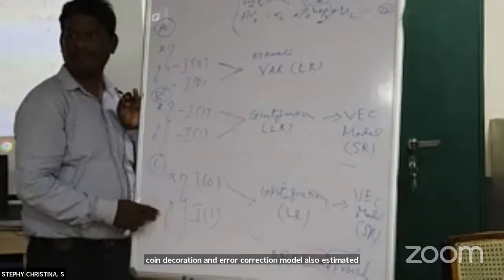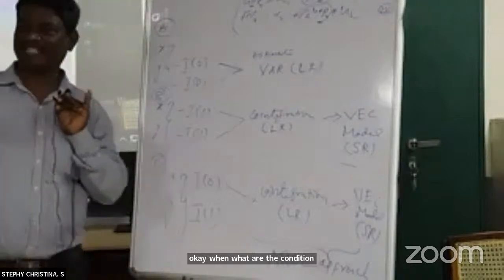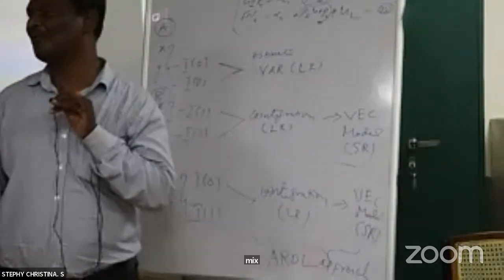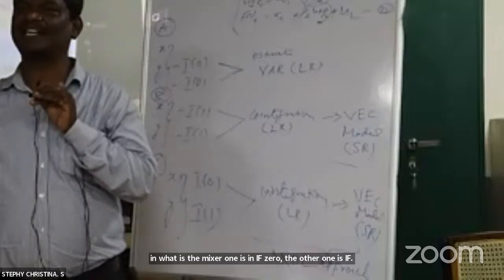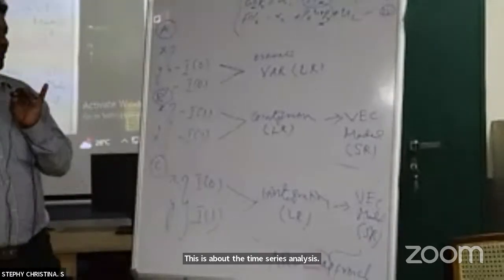Okay, what is the condition? When the orders of integration are mixed. What's mixed? One is I(0), the other one is I(1). Now, this is about time series analysis. This is the flow, so we'll see one by one.